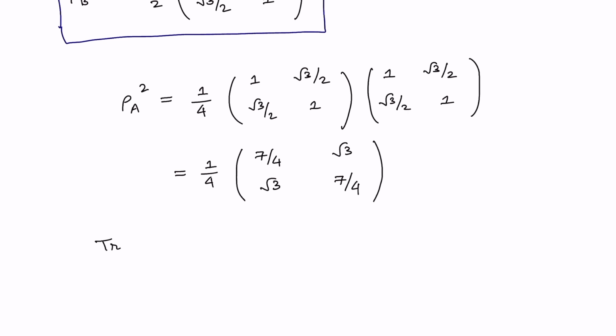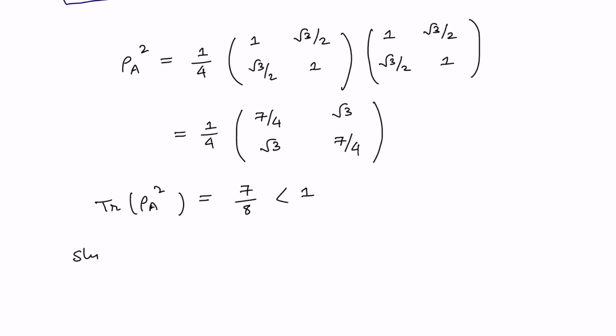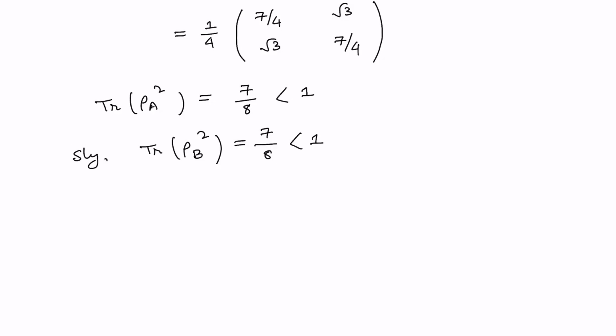Therefore the trace of rho A square, if you just add the diagonal elements, is going to give you 7 by 8. That is what you will get, and that is less than 1. In exactly the similar way, the trace of rho B square is also going to be 7 by 8, and that is also less than 1. So this implies that both subsystems A and B are in a mixed state. So it is clear that A and B are entangled.